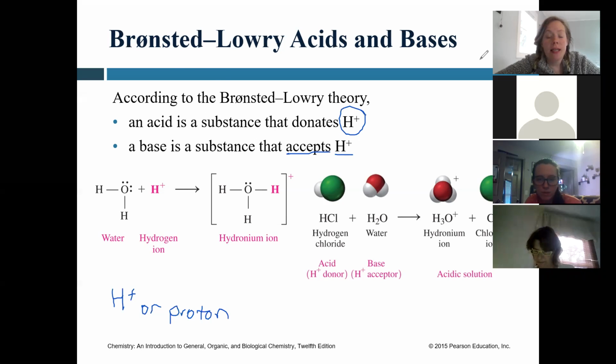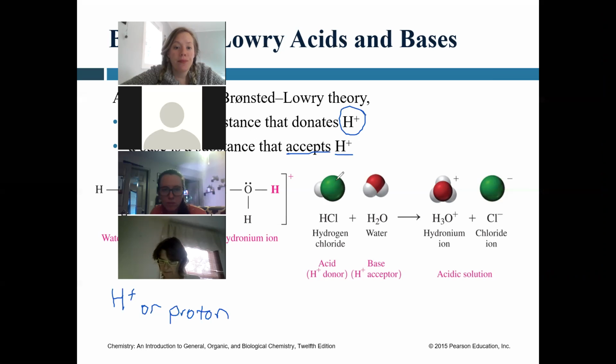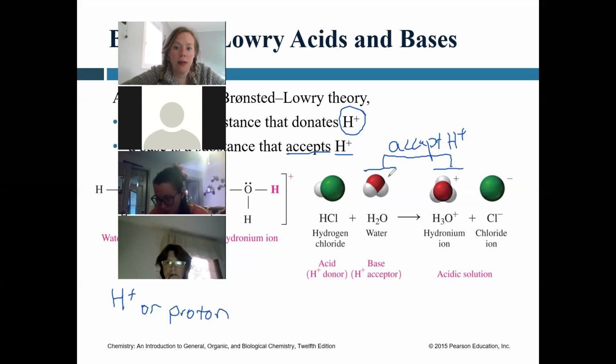So let's look at what's happening here. If I take hydrochloric acid and I put it in water, the water is going to steal the hydrogen from the acid and then we'll be left with chloride. Okay. And so how did I get from water to this H3O+ thing? I had to accept an H+, right? We went from H2O to H3O+. We added a hydrogen. When we add a hydrogen, that makes it a base.